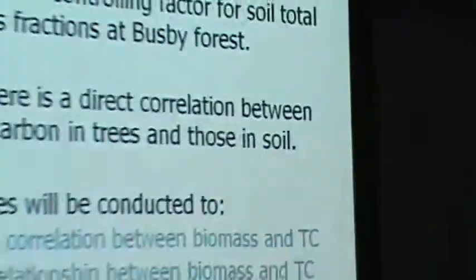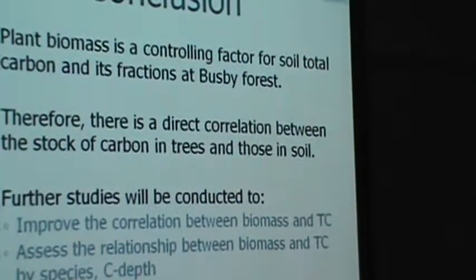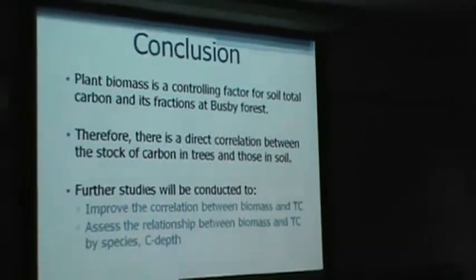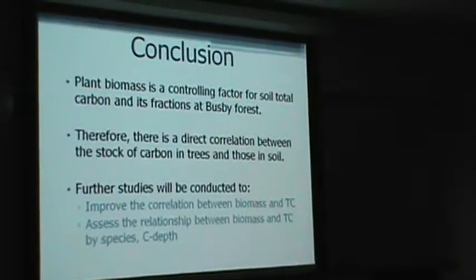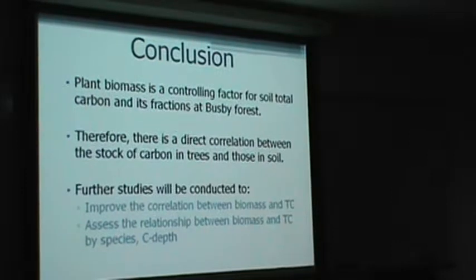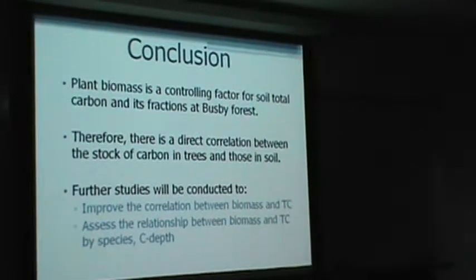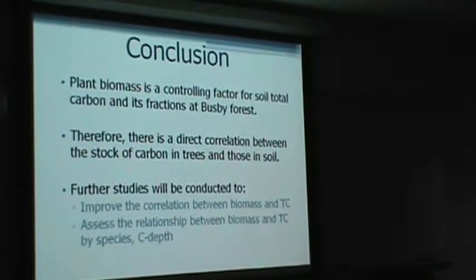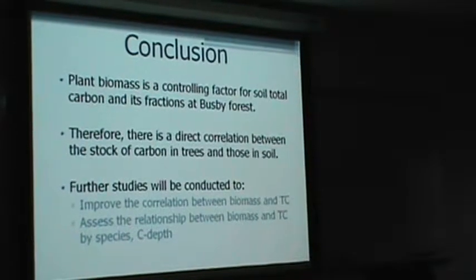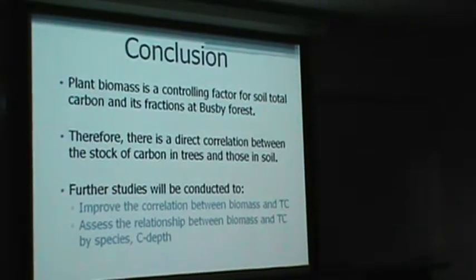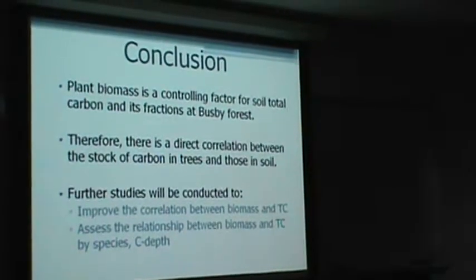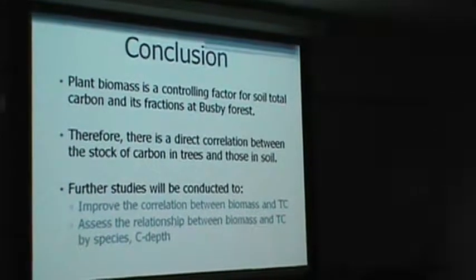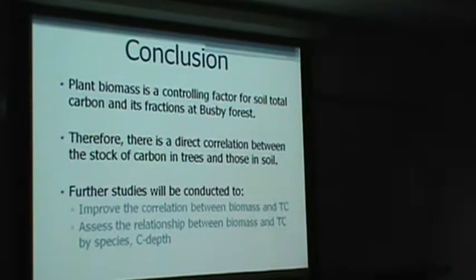In conclusion, plant biomass is a controlling factor for soil total carbon in Busby Forest. Therefore, there is a direct correlation between the stock of carbon in trees and those in soil. Further studies will be conducted to improve the correlation between biomass and total carbon, and also assess the relationship between biomass and total carbon by species and carbon depth.